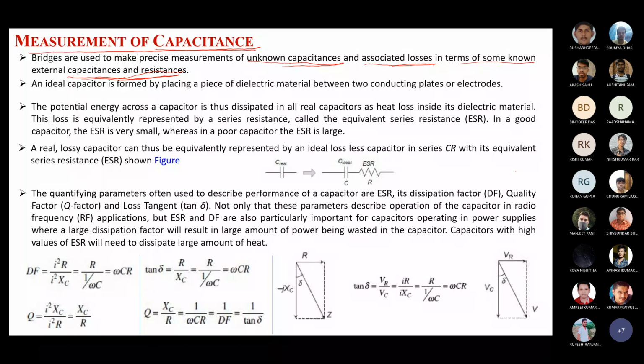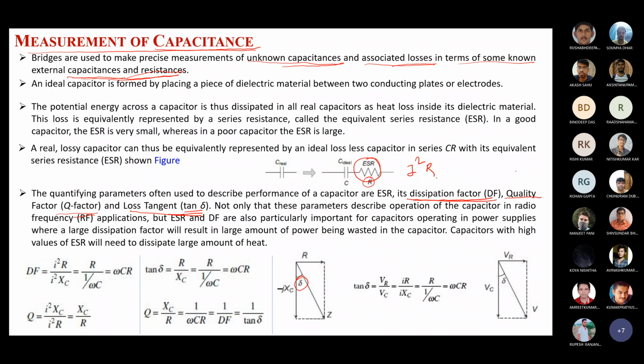The ESR component may cause some additional loss. That R is there, so I square R loss will be there. As well as the delta component, the loss tangent, called tan delta. Sometimes in high voltage engineering we do the tan delta test of insulators, so delta is also an important issue. Then the dissipation factor, also associated with delta, and the quality factor Q. All these parameters we are going to measure.